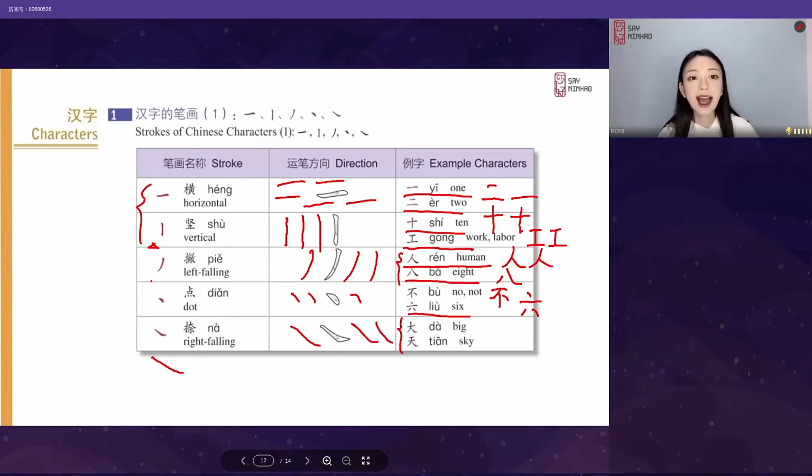So the first one is 大, which means big. It is written like this: first a horizontal, then a left falling, and then a right falling. This is 大, which means big. And another one, sky, 天. It consists of two horizontals and a left falling and then a right falling. So these are the basic particles of Chinese characters, strokes.